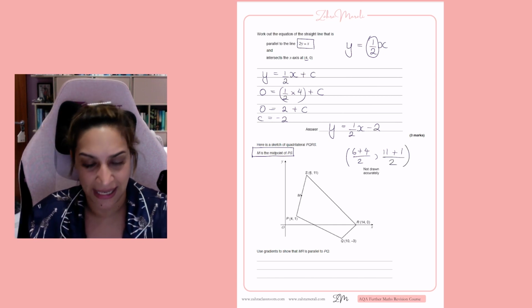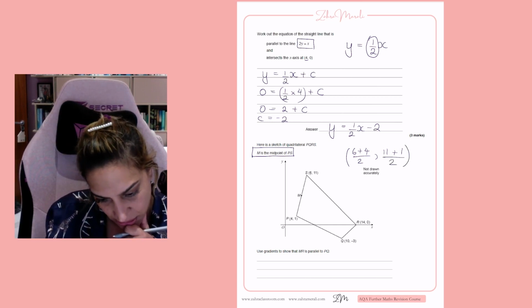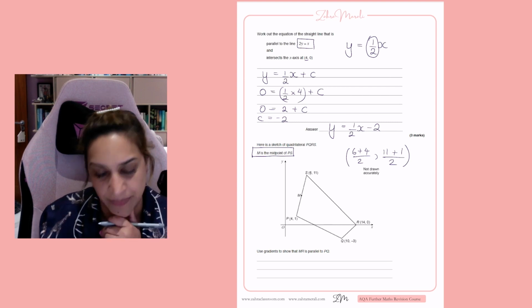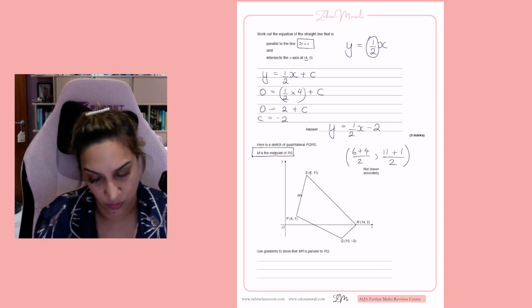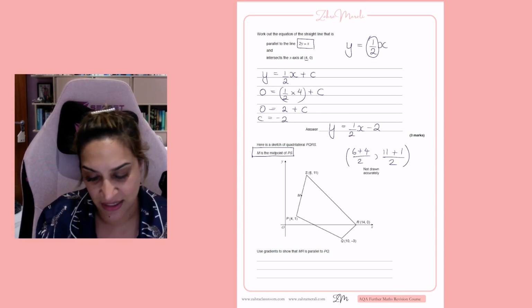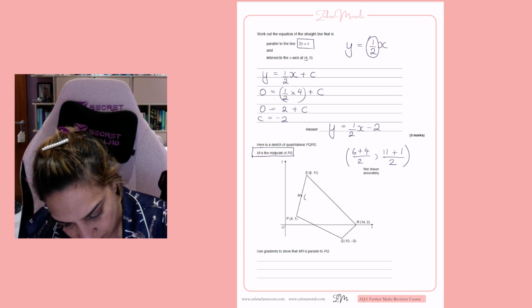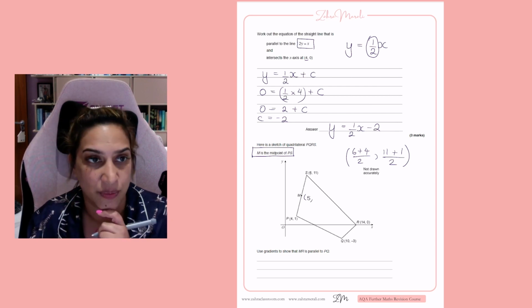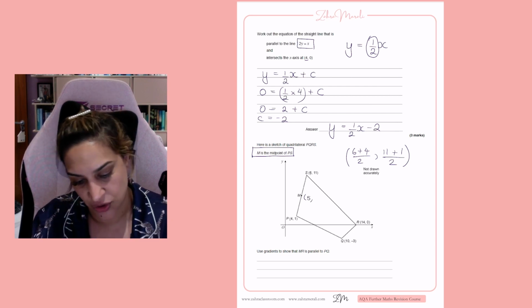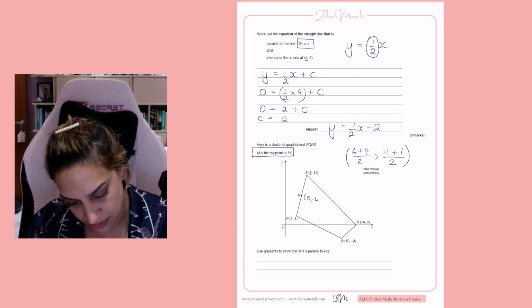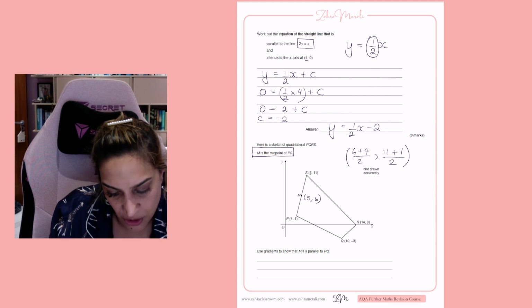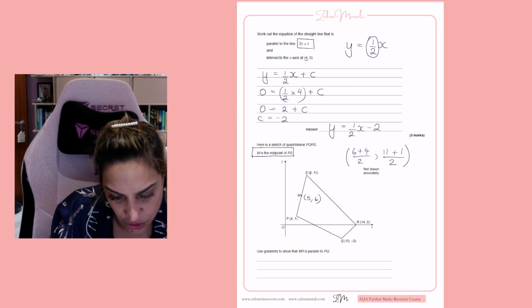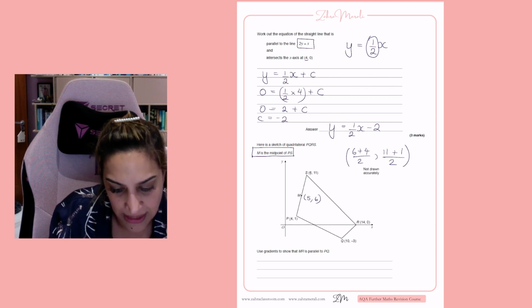So when we do that, we get a P and S, yeah. So when we add the x coordinates, we've got 6 plus 4, which gives us 10 divided by 2 is 5. So that must be 5. 11 plus 1, which is 12, divided by 2, which is 6. So we've got 5, 6 as our midpoint. We want to use the gradients to show that MR is parallel to PQ.